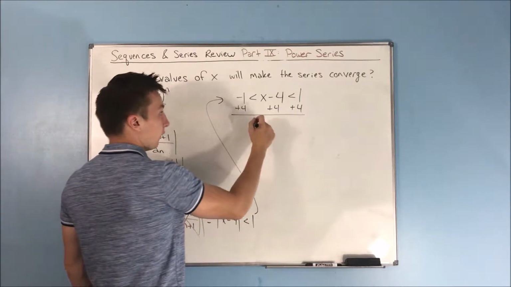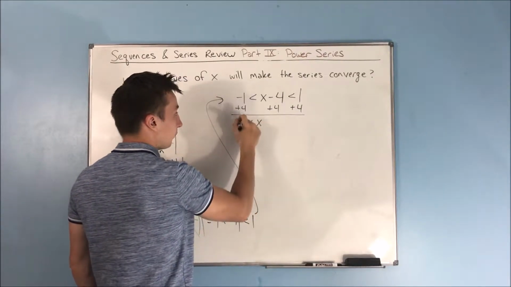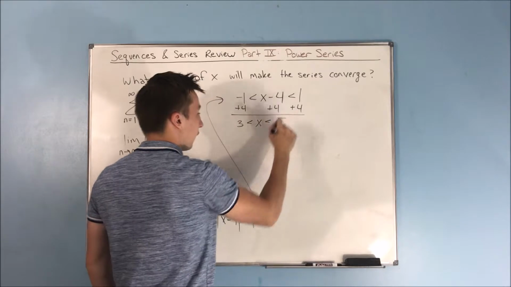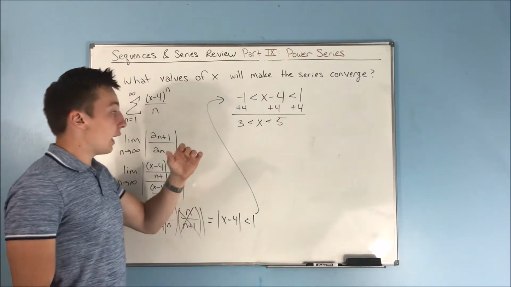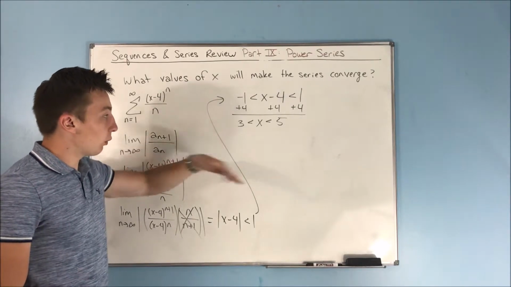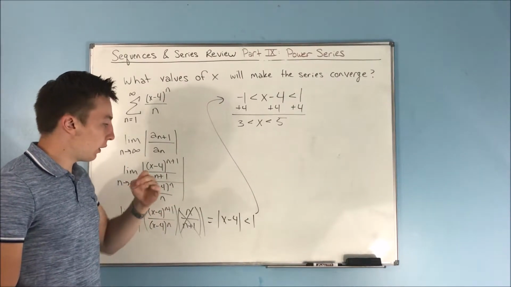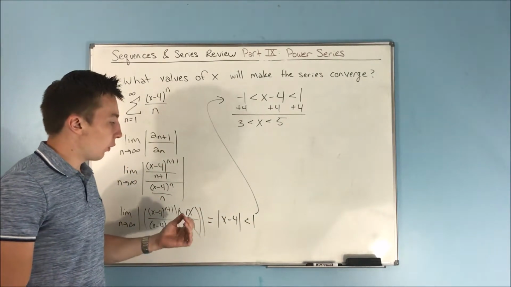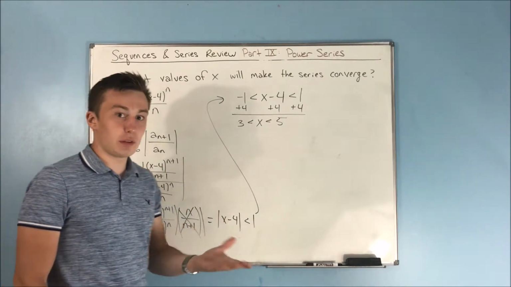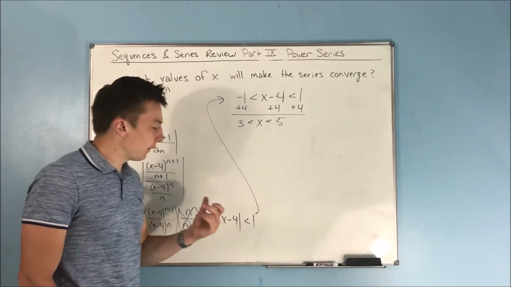So you end up getting that x is going to be between 3 and 5. So right here is our starting interval. Now, since we're taking the ratio test, when our limit equals 1, we know that the ratio test is inconclusive.